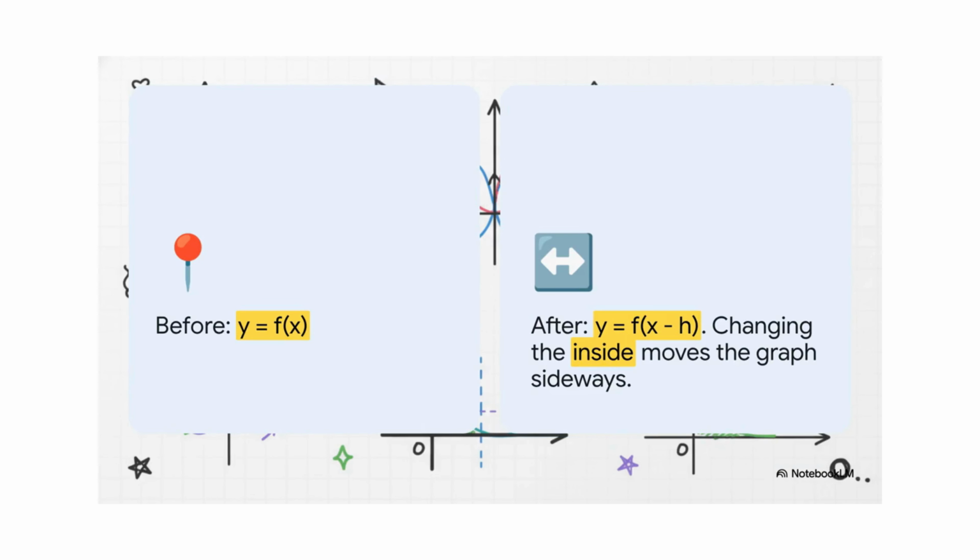Now, what about moving side to side? Well, that happens when you add or subtract a number inside the function, right next to the x. But here's the one tricky part, and you gotta remember this.